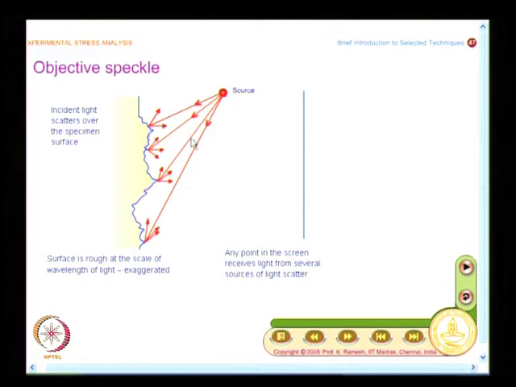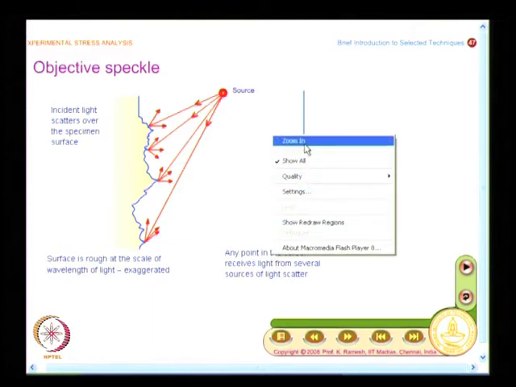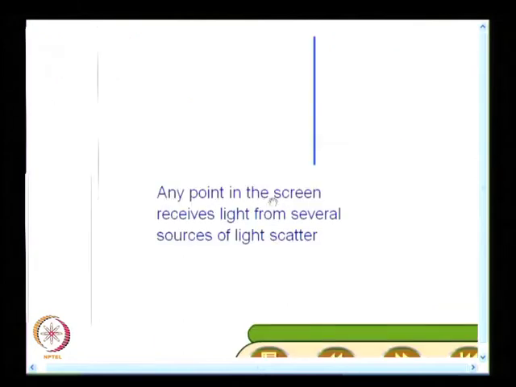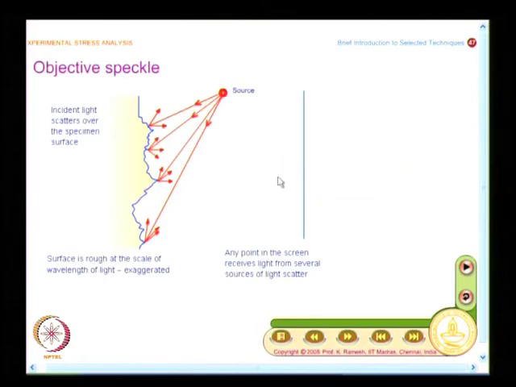And what will happen is, and this is what you will have to look at, see, this is again a very important point, any point in the screen receives light from several sources of light scatter. This I want you to observe. I am looking at objective speckle, and one of the key points here is, any point in the screen receives light from several sources of light scatter, and that you see in the animation.